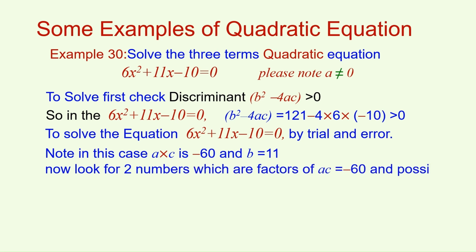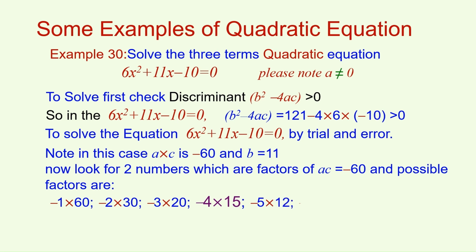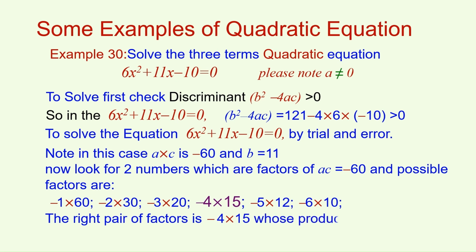Now look for two numbers which are factors of ac equals minus 60, and possible factors are minus 1 by 60, minus 2 by 30, minus 3 by 20, minus 4 by 15, minus 5 by 12, and minus 6 times 10. The right pair of factors is minus 4 by 15, whose product is minus 60 and the sum is 11.